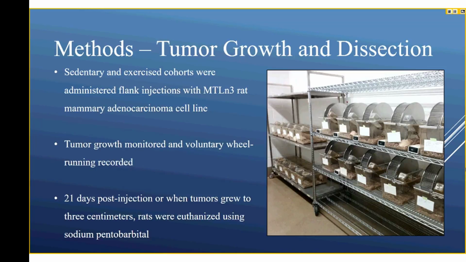Flank injections were administered of MCL-M3, which is a syngeneic cancer line to the rat, meaning their bodies would not reject the cells as foreign because they came from consistent cells. And the tumor growth was monitored after injection, and exercise was recorded using cell counters, meaning the machine detected how many rotations the rats ran over a specific period of time. 21 days post-injection, or when the tumors reached 3 centimeters in diameter, the rats were euthanized using sodium pentobarbital.